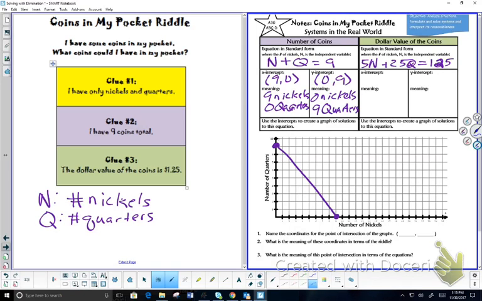Once again, we're going to use the hand, and we got 5N equals 125, so N equals 25. So that means I got an x-intercept of 25. What does it mean? 25 nickels and 0 quarters.